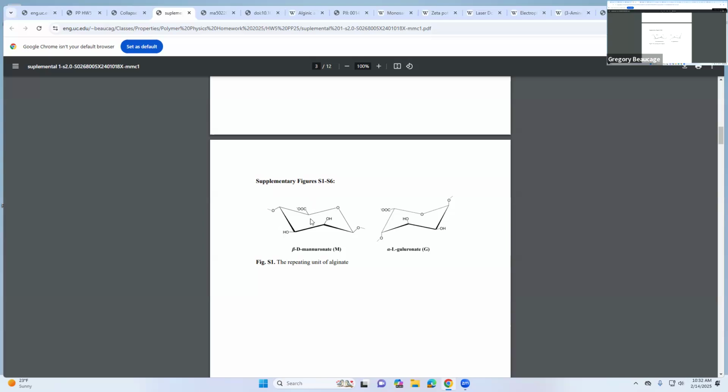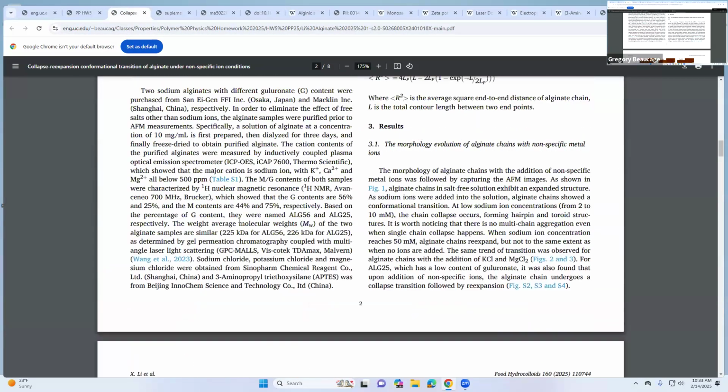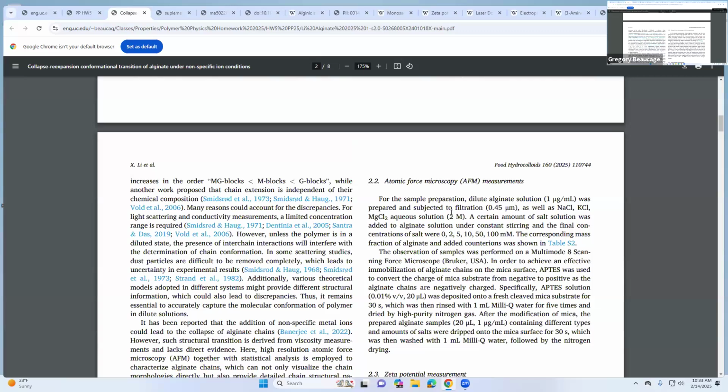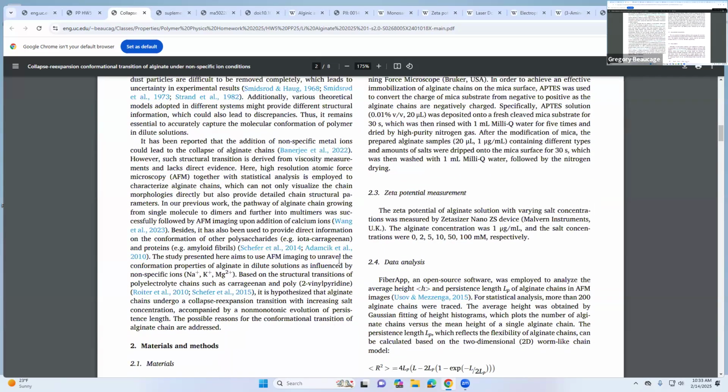And when the alginate's made by the seaweed, it comes in blocks of M and G. So it'll be like 50 M's and 50 G's, but not alternating; there are also blocks of MG. So in the alginate business, they talk about the blockiness. So he's got two types of this alginate with different blockiness to them. One's M dominated and one's G dominated. He describes it in here somewhere.